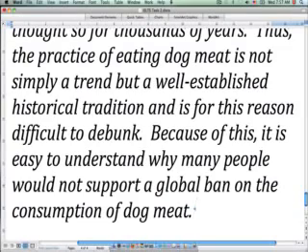Okay, so now this paragraph has created a unit that supports the consumption of dog meat, and shows how we can understand people would support that position, because it is such a historically established practice.